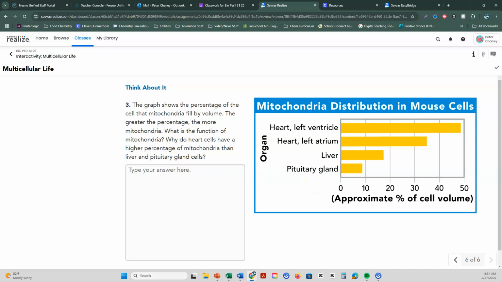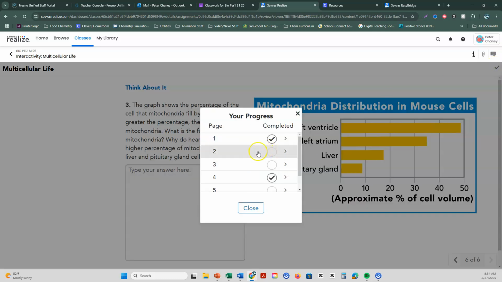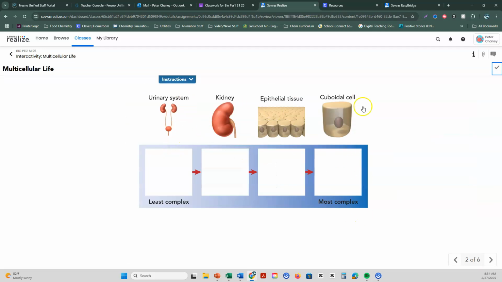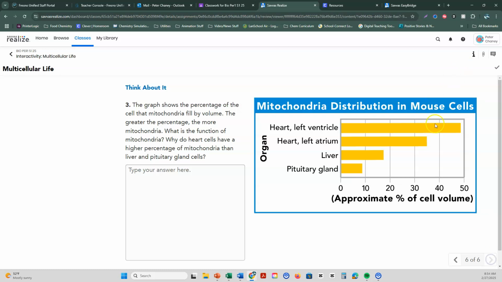Answer those questions. Make sure that all your check marks are complete. If you have missing ones, go back and make sure you completed the exercise correctly. Then you turn it in, you get a grade, and I put it in the grade book. And that's it for the multicellular life in the Savvas textbook. I'll see you back in class.